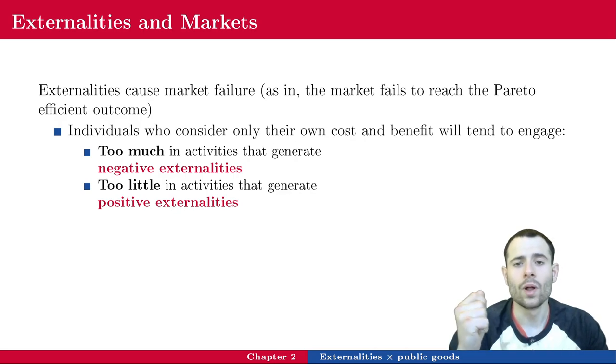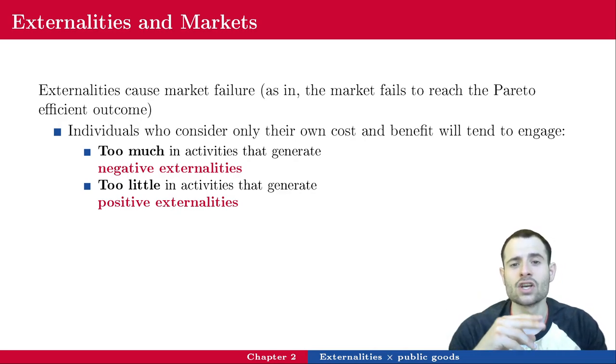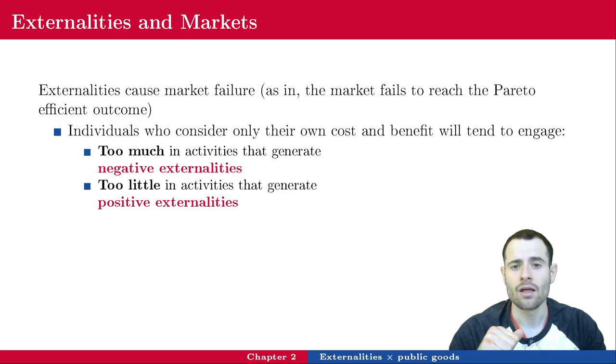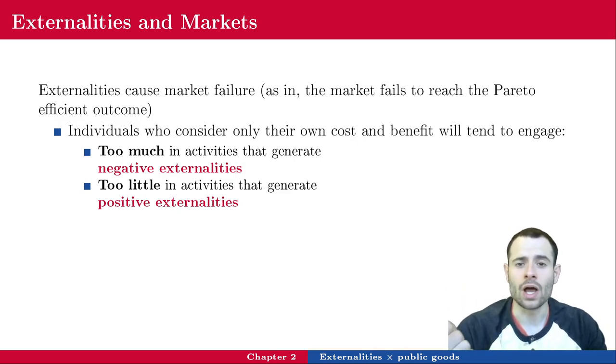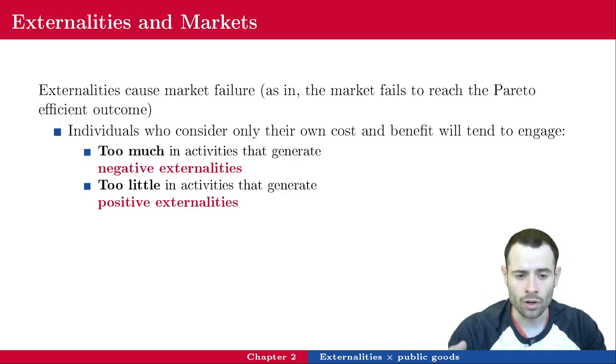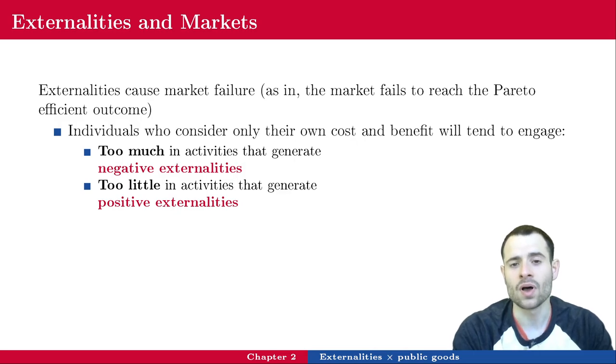Typically, a smoker will smoke too much compared to what is socially optimal. What I mean by socially optimal is, if you decide to smoke, since you're going to affect the well-being of somebody else, somebody nearby, then socially speaking, you need to take into account your utility and the bystander's utility. Because the bystander's utility is going to decrease from your smoking, the equilibrium will be inefficient. It is the same in the case of a positive externality. If you take into account the well-being of others, then you should engage more in activities that generate positive externalities.